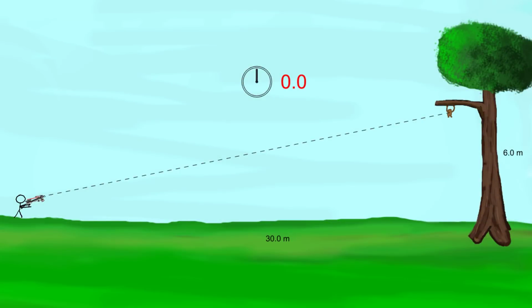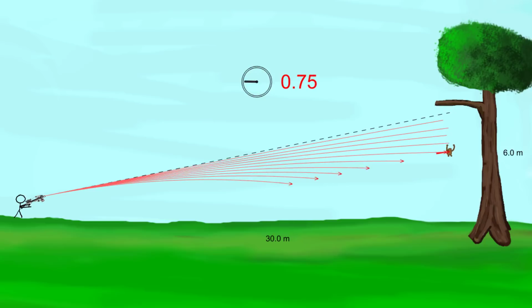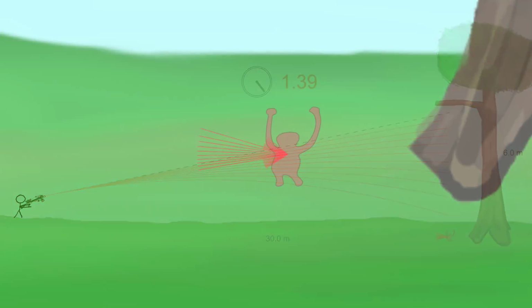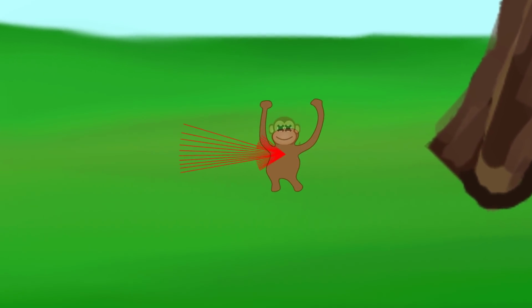Now, I know what you're thinking. How can physics be so cruel, with probably thousands of hypothetical monkeys dying every semester in physics class? Well, that's where we come in, because we are going to fix this tragedy. We are going to save these poor innocent monkeys with one little tweak.